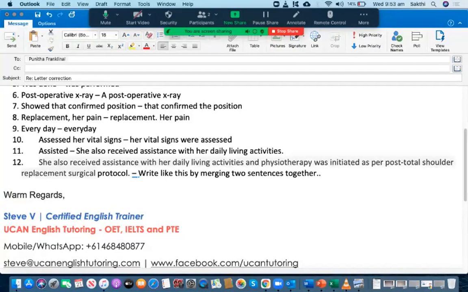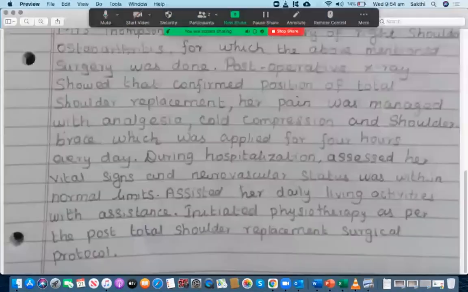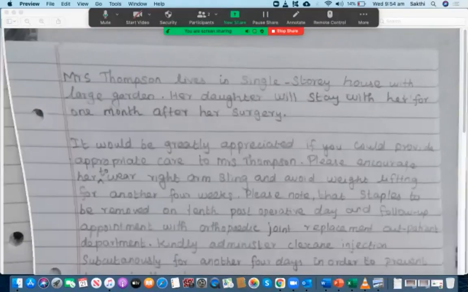So you can have good control of this sentence, although it is longer. You can still control the grammar, vocabulary, and everything, and connectivity as well. So it is okay to write like this, but don't write really long sentences like the way you have done here, starting from postoperative, going through cold compression, which was applied every day. This is so long. All right, let's go to the next one. I hope you understand what I mean. Let's go to the next page.